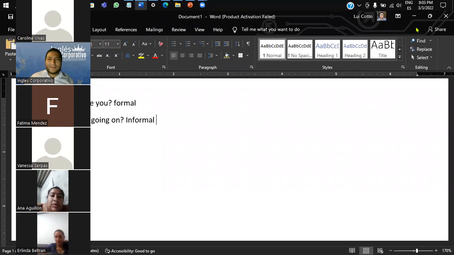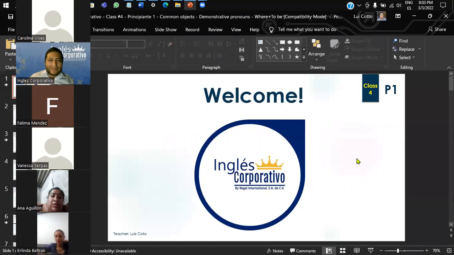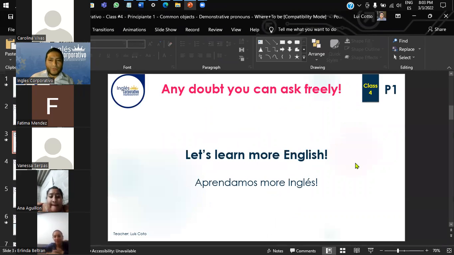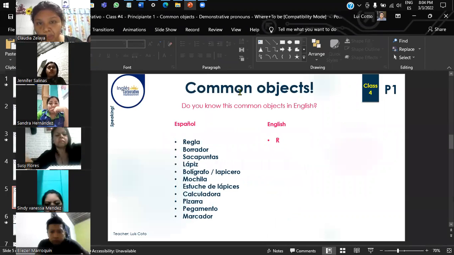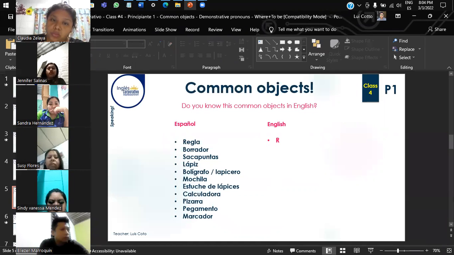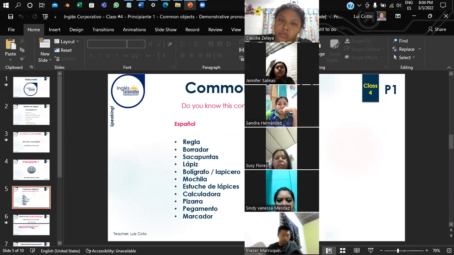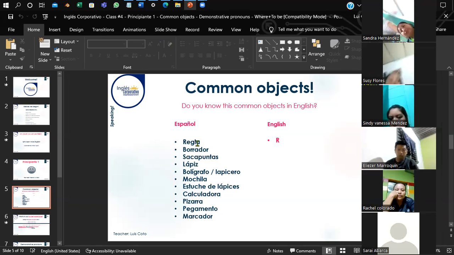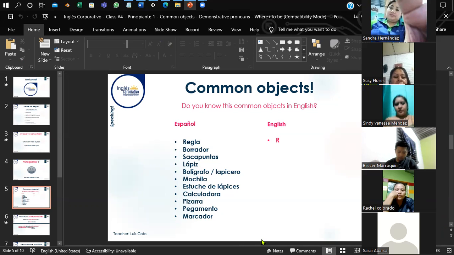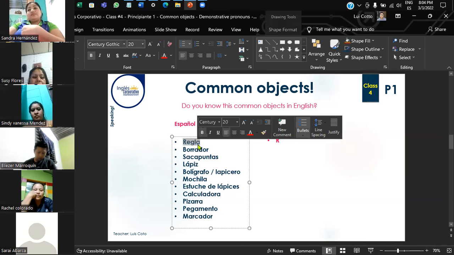Okay, that's a greeting. Let's see the class. Let's see the topic that we are going to study. What is this title? ¿Quién lo puede leer? Who can read it? Common objects. Okay, we have the objects in Spanish, but we need to translate them into English. First object in Spanish.